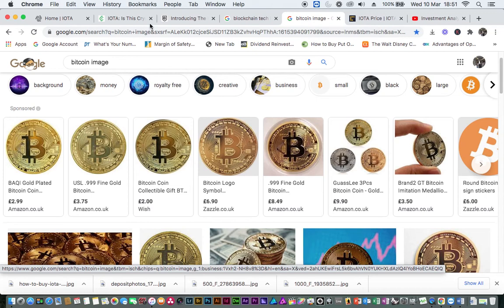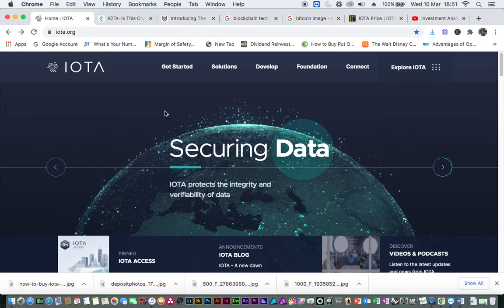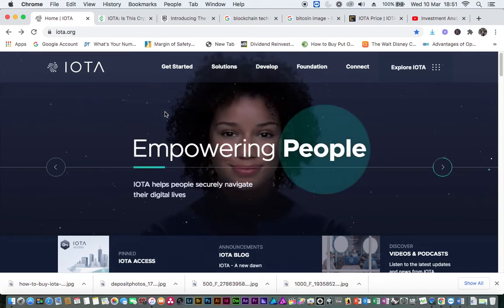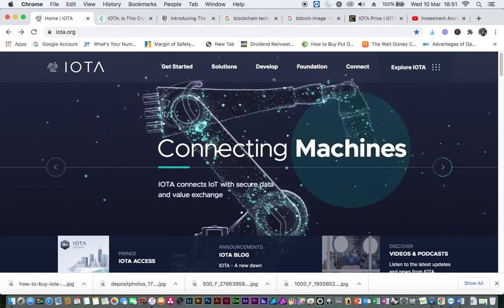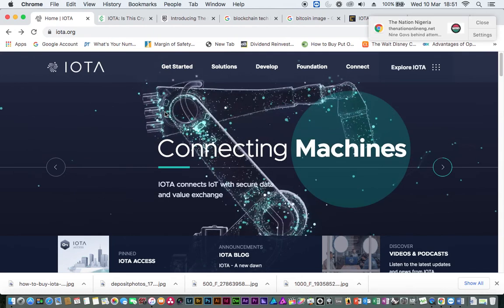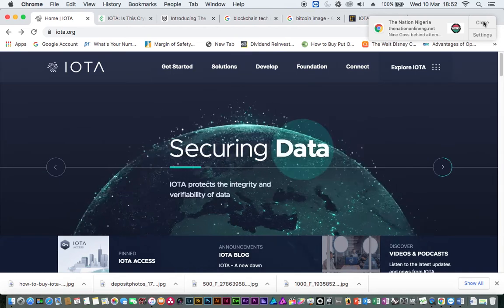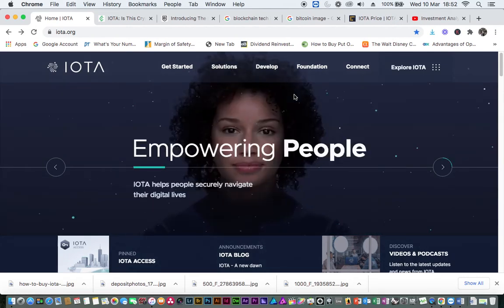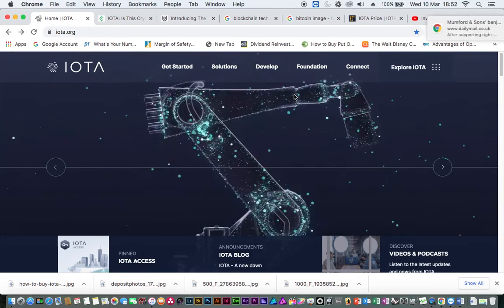However, the IOTA network works differently. Anybody who wants to use the system to, say for instance, send funds, must also contribute to the network by confirming other people's transactions. What do I mean? Stay with me, let me explain. Here is an example of how it works. Please listen to this, this is very interesting. For instance, Shewa sends funds to Toby.